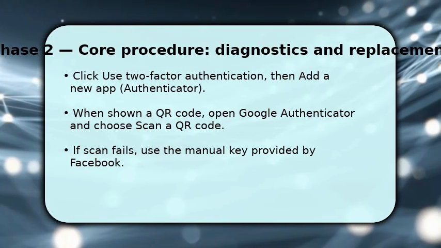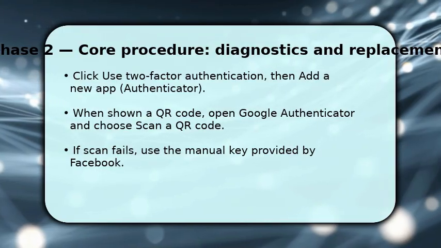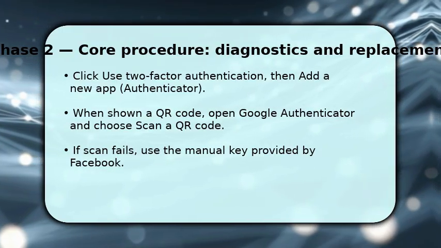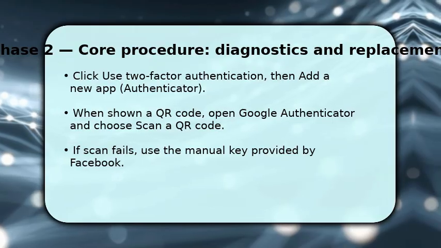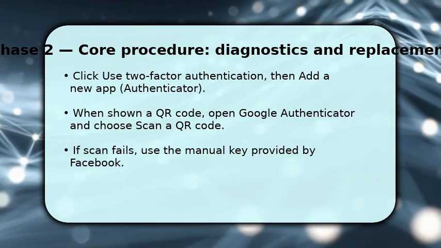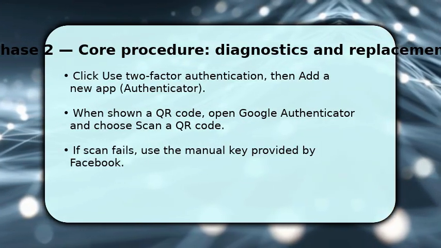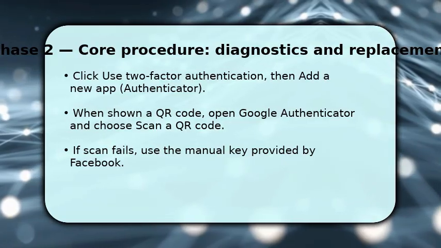Once done with your password confirmation, choose Add a New App or Authenticator app from the two-factor options. Facebook displays a QR code and a manual key. Open Google Authenticator, tap the plus sign, then scan a QR code to capture Facebook's code. If your camera won't scan, select Enter a setup key and paste the manual key instead.